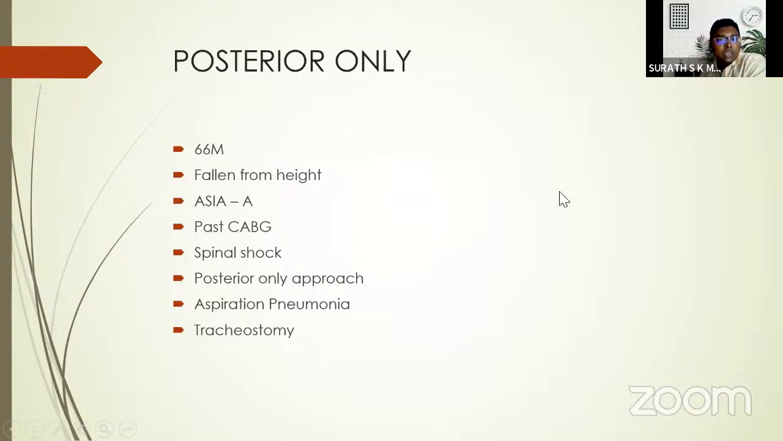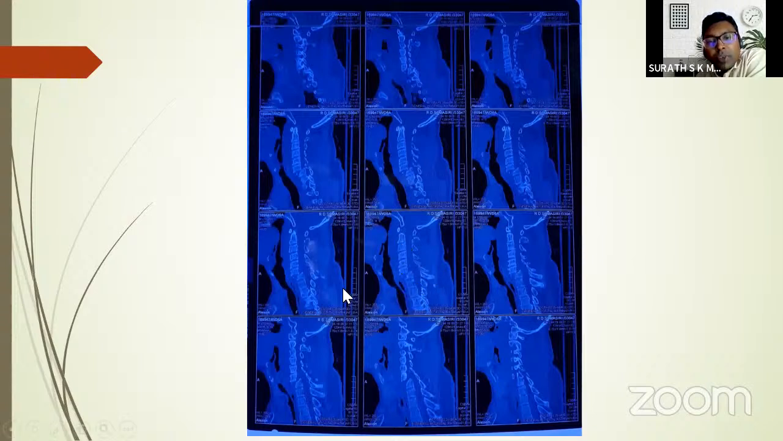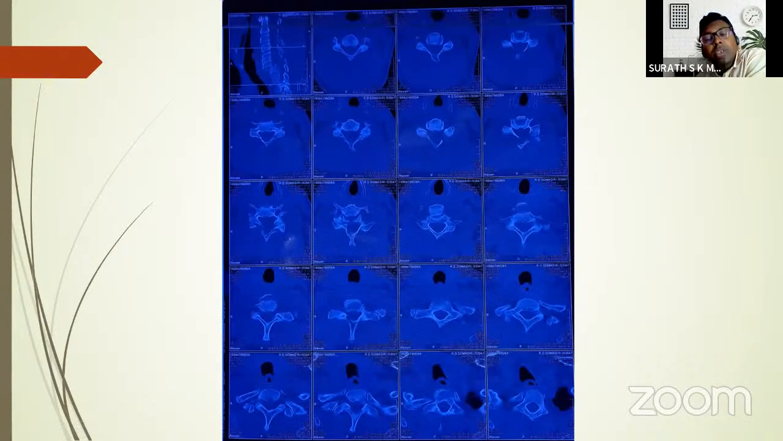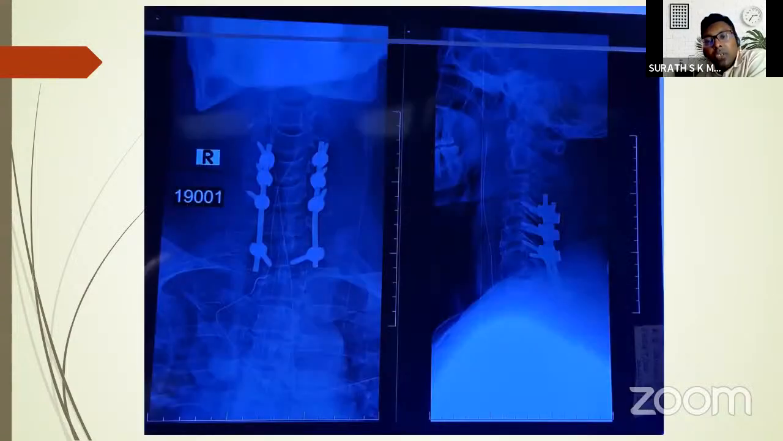So another patient, another case, where we went only posterior: a 66-year-old male, fallen from a height, again fallen from a tree, ASIA A. He has a past history of bypass. The patient was in spinal shock, and again we decided to select the posterior only approach. C2, 3, 4, 5, 6. This was a bit difficult case, with locked facets. So we decided to go from the back, the posterior approach, and this is what we achieved.